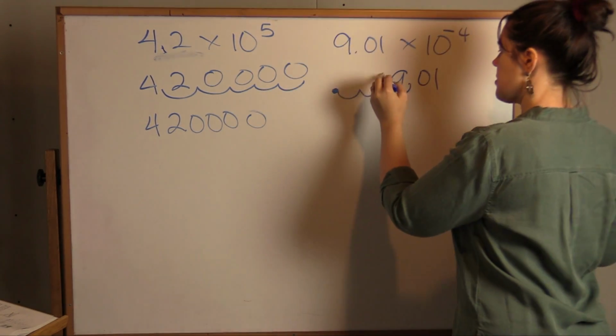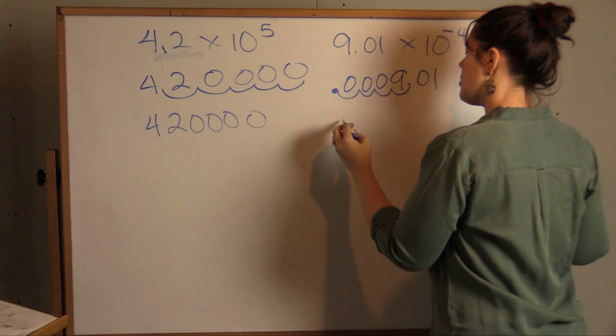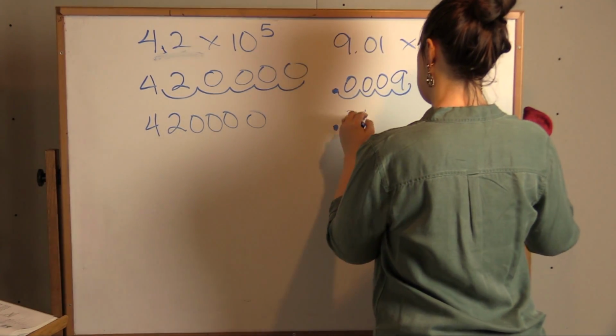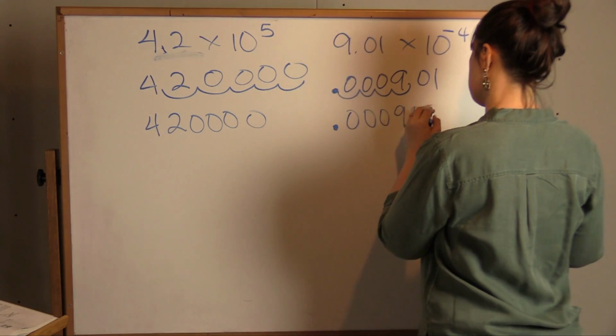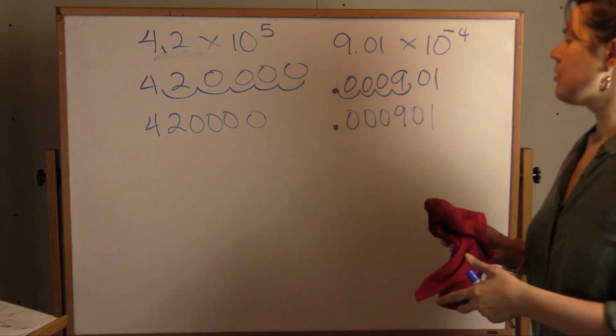What do I do to the empty spaces? I fill them with a 0. So my final answer would be 0.000901.